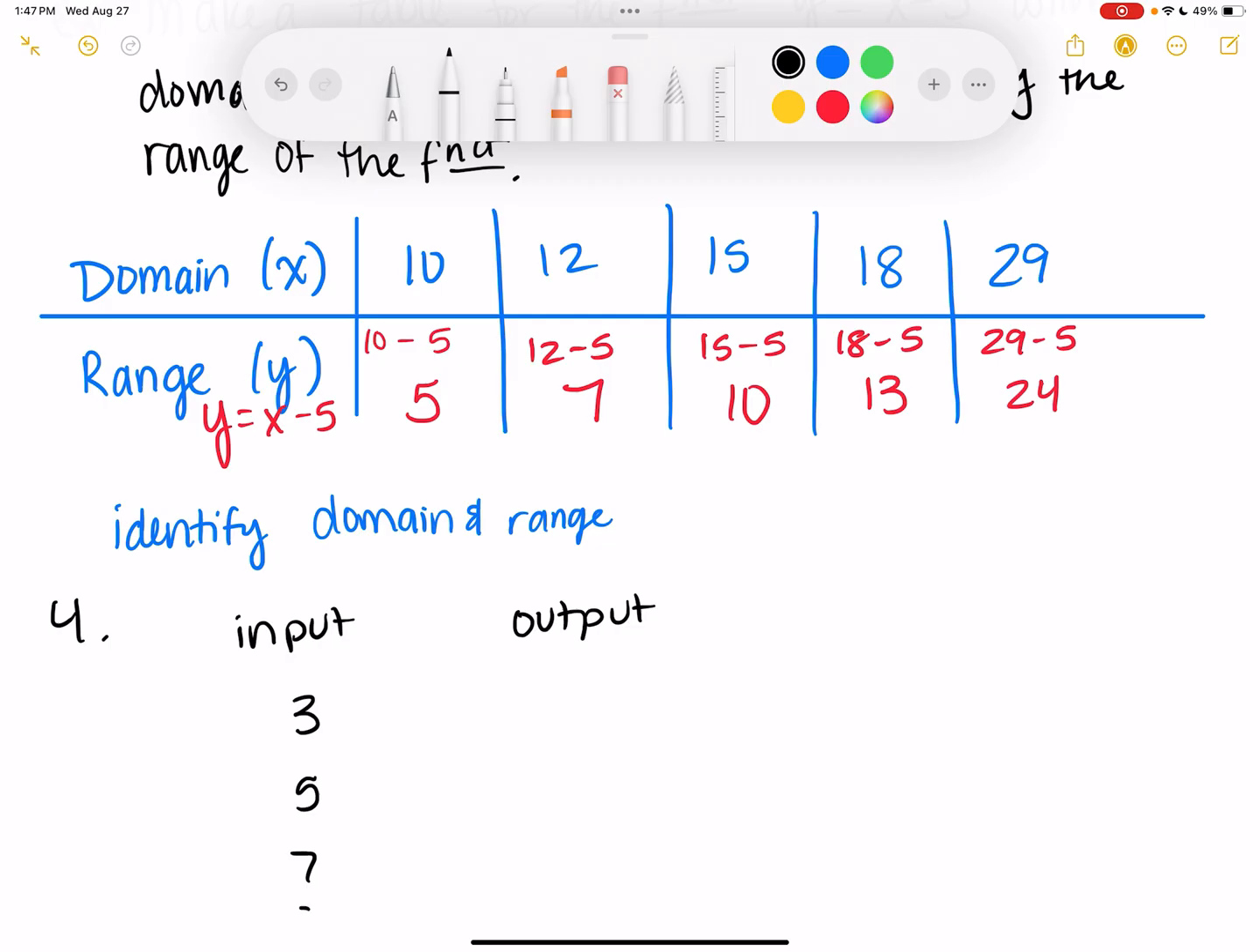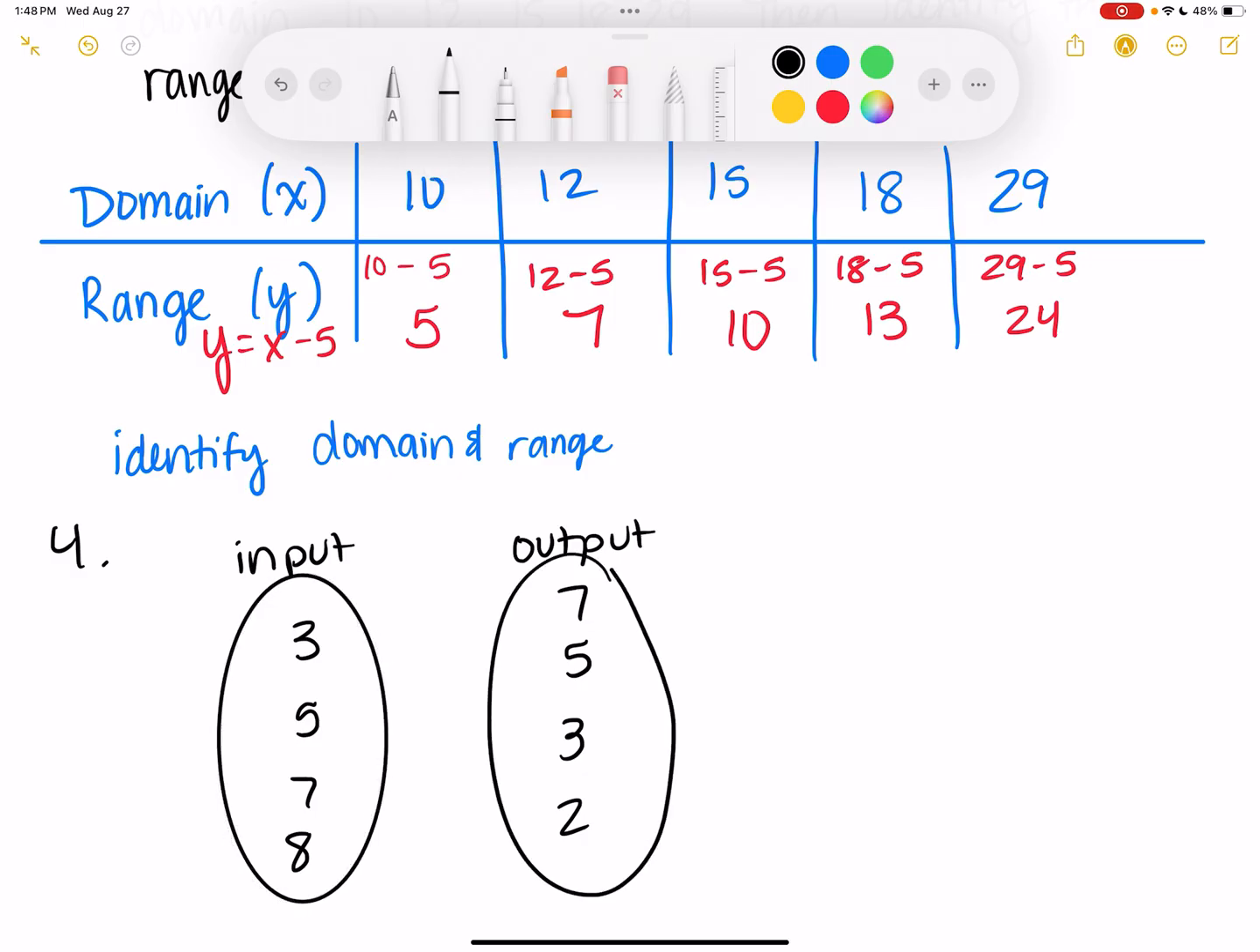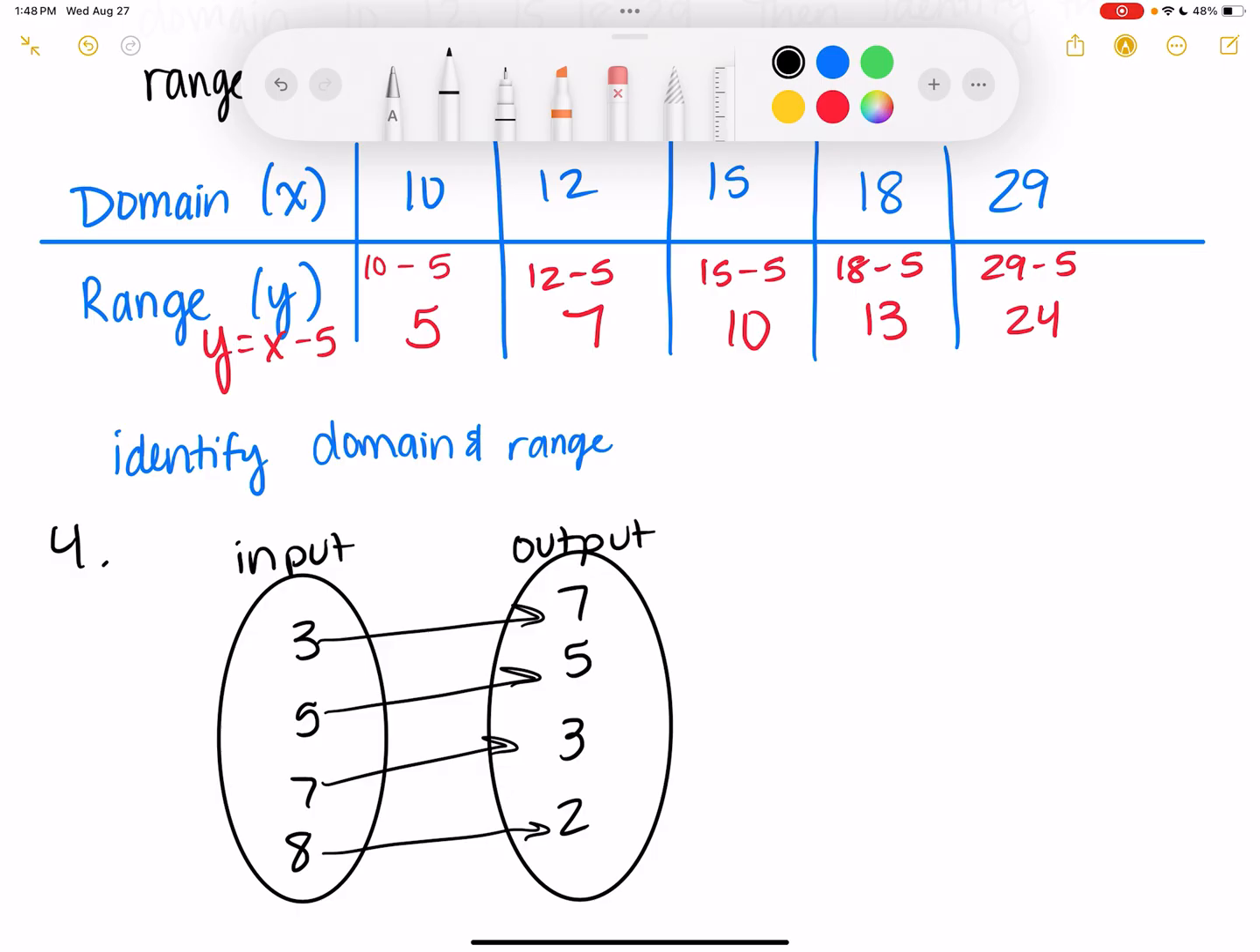So the inputs are 3, 5, 7, and 8. The outputs are 7, 5, 3, and 2. And like I said, they all go across over here. So, not what it's asking for, but would this be a function? Yeah. Why? Because it doesn't have two of the same inputs. Yep. So this would be a function because no input values are repeated.